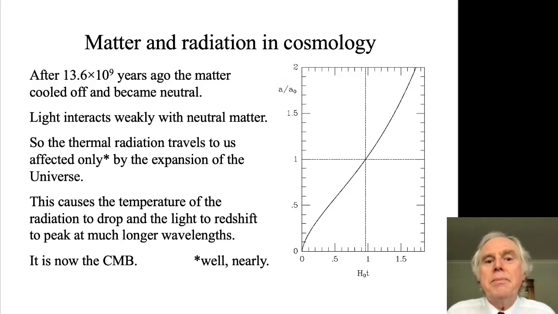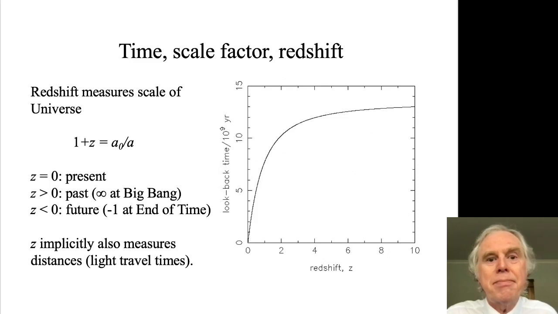Now I've shown the graph, rather, of scale factor against time. Scale factor is an intrinsic measure of the size of the universe, and we can rewrite that in terms of redshift, which is the way we normally express things. And redshift is defined in this notation by 1 plus redshift is the size of the universe today, A0, divided by the size of the universe at the time in the past corresponding to a redshift Z.